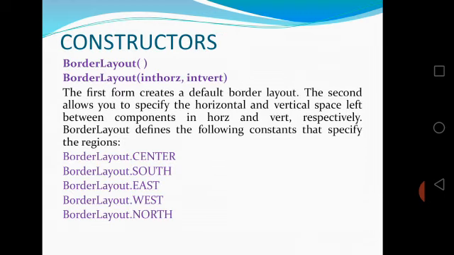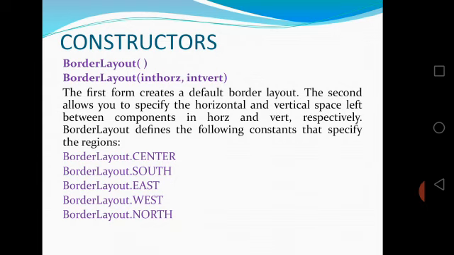Let's see the constructors of border layout. We have 2 constructors: BorderLayout, the empty constructor, and BorderLayout(int horizontal, int vertical). The first form creates a default border. The second specifies the horizontal and vertical space between the components. Between the components, we can specify how much space has to be left horizontally and vertically.